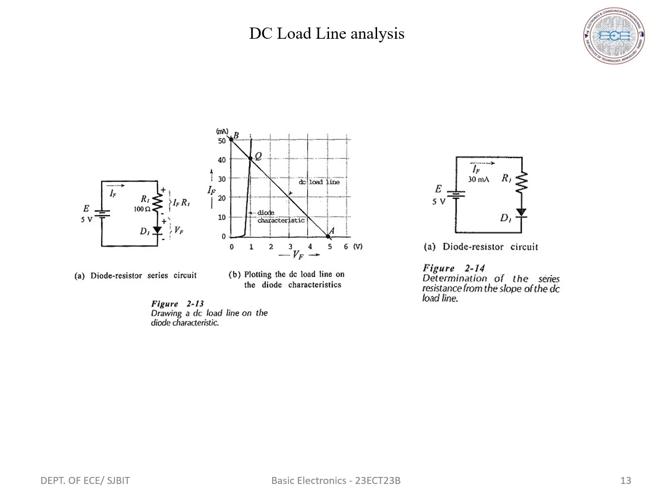Applying KVL, we will get V equals VF and IF equals V by R. Joining the points A and B, we get the DC load line. Then we get IF equals minus 1 by R into VF plus V by R, which represents the straight line equation Y equals MX plus C. The intersection of the diode forward characteristics and the DC load line is called the Q point or operating point.